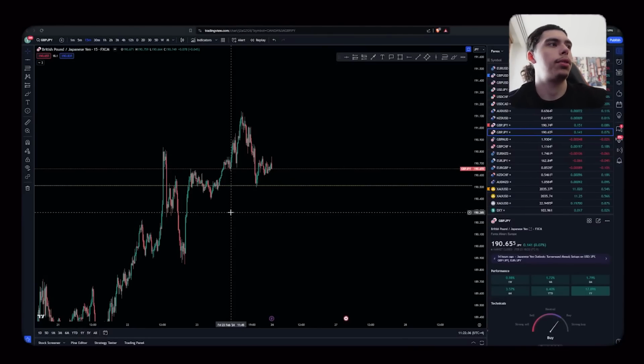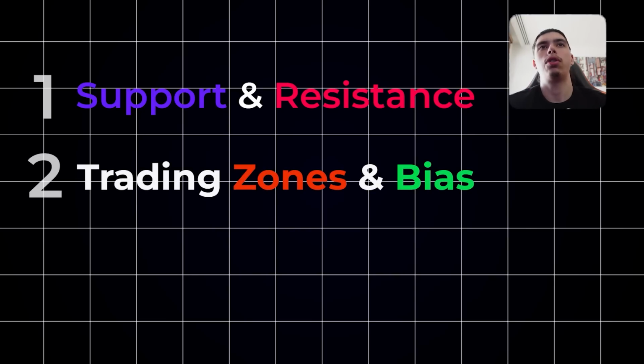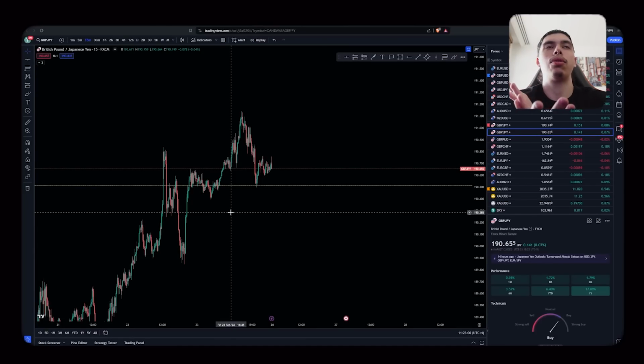All right, so let's get into it here. So step number 1 for this strategy is we need to mark support and resistance. Okay, so I'm going to lay out the steps for you right now. Step number 1 is to mark up support and resistance. Step number 2 is to find our trading zones and buyers. And step number 3 is the entry. So 3 steps, very, very simple. And there's only going to be one entry type, only one specific thing you're going to look for. And that's basically it.